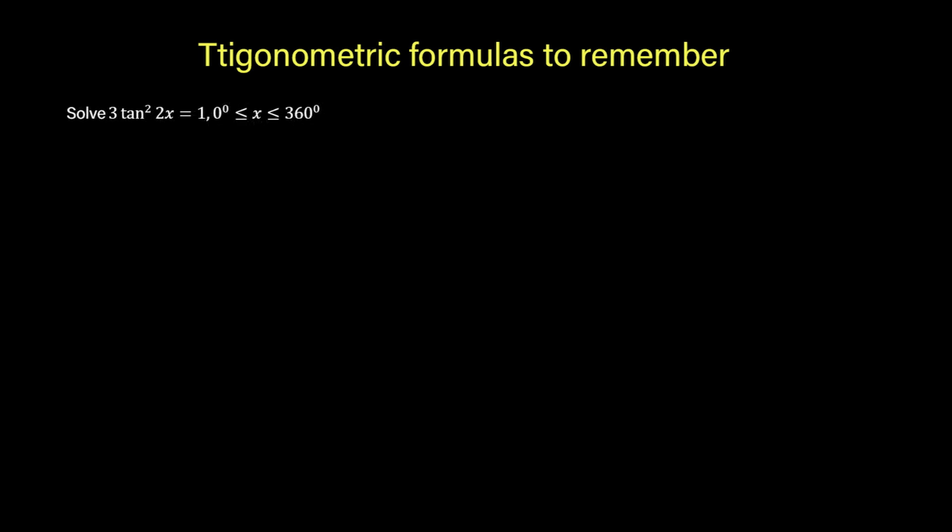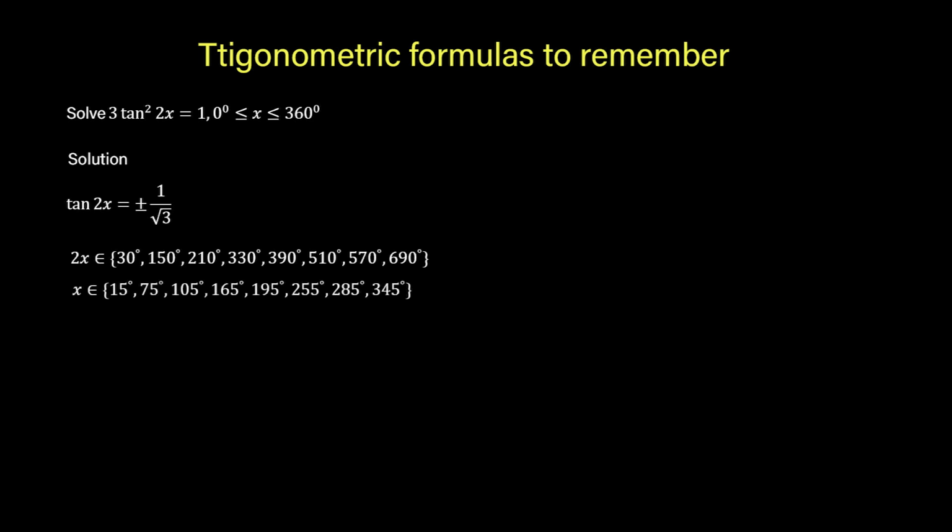Solve 3 tangent squared of 2x equals 1, where x is greater than or equal to 0 degrees and less than or equal to 360 degrees. Solution. Since the interval for x is defined as from 0 to 360 degrees, the interval for 2x is between 0 and 720 degrees.